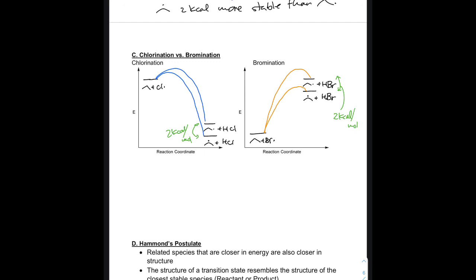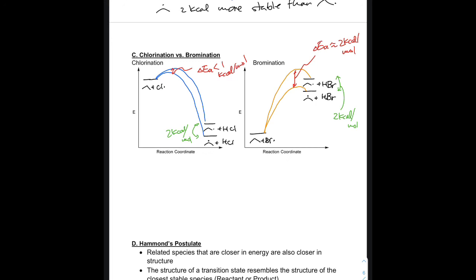And yet the reaction energy diagram looks very different at the activation energy or transition state, right? At the transition state, the activation energy is very small, maybe less than a kilocal here. But in the bromination reaction, the activation energy difference is rather large. It's about 2 kilocal per mole.